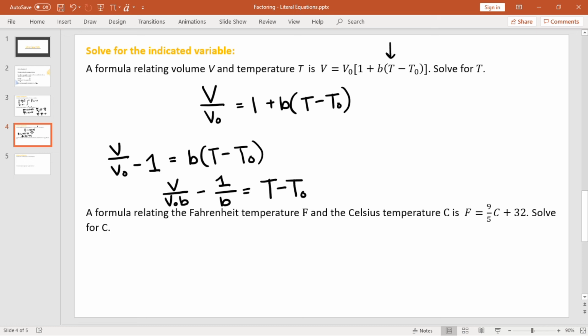And my final step to get that t by itself: t0 equals T. Now, like I said, there are a lot of different versions of how this could look. So as long as it's equivalent, I'm happy.